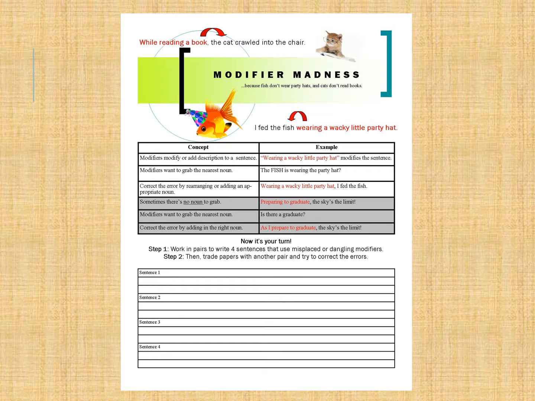And now it's your turn. Take a look at this handout. I've got some examples and explanations up at the top, and at the bottom you'll have a chance to work with a partner to write your own funny sentences, including wacky, dangling, or misplaced modifiers. Then we'll trade with another pair, and you can try to correct the errors created by your fellow classmates. Good luck and happy editing!